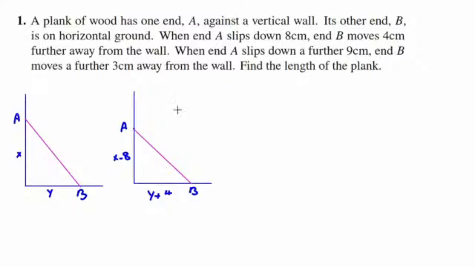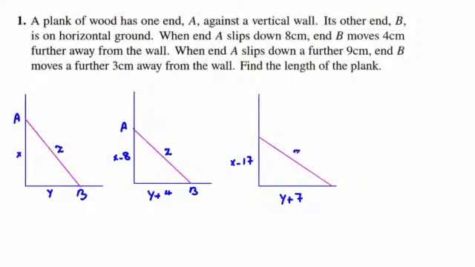In next step, it says when end A slips down a further 9 centimeters. So look again, 9 centimeters, something like this. So here it will be x minus 8 minus 9, which is x minus 17. And B moves a further 3 centimeters away from the wall. So y plus 4 plus 3, y plus 7. Find the length of the plank. So suppose this length is, for example, z. It is z.